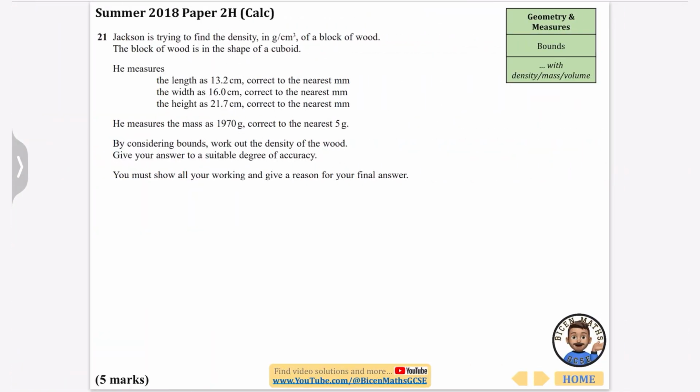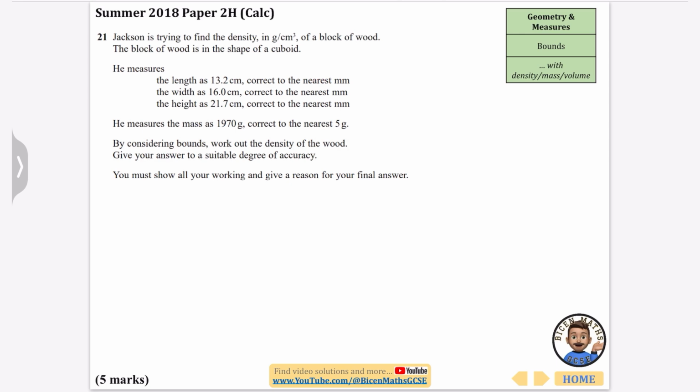Okay, Jackson is trying to find the density in grams per centimetres cubed of a block of wood. The block of wood is in the shape of a cuboid. We've got these three lengths correct to the nearest millimetre, and he measures the mass as 1970 grams correct to the nearest 5 grams. By considering bounds, work out the density of the wood. Give your answer to a suitable degree of accuracy.